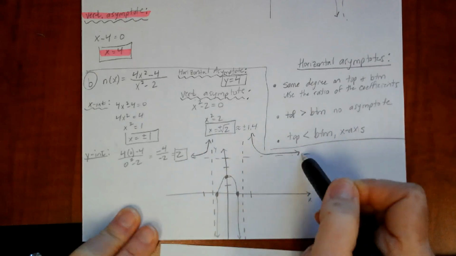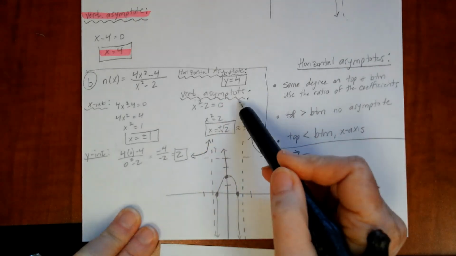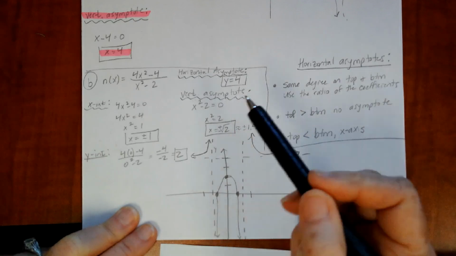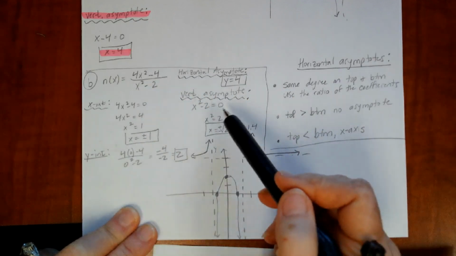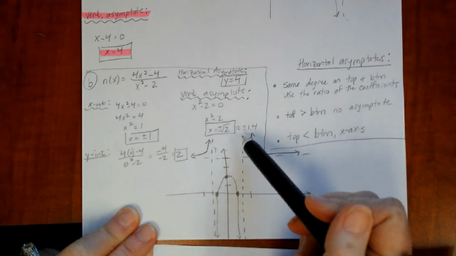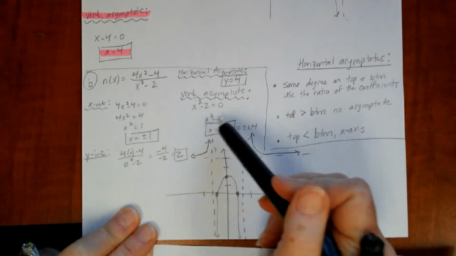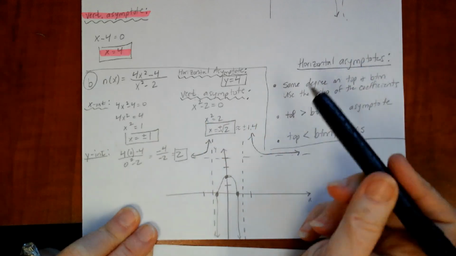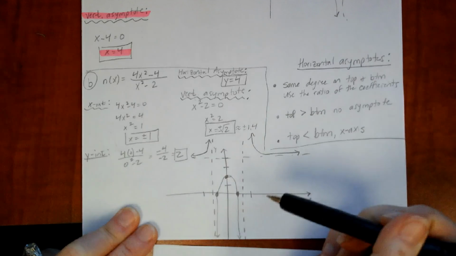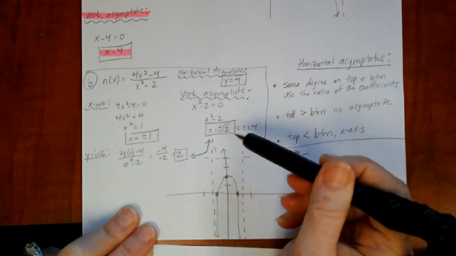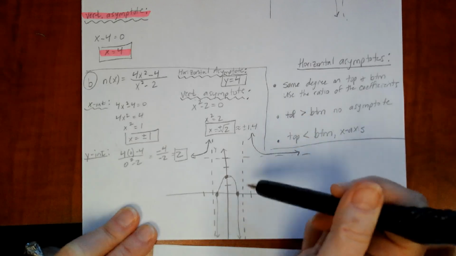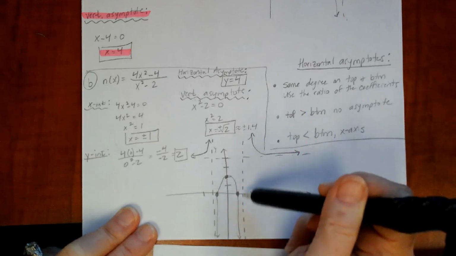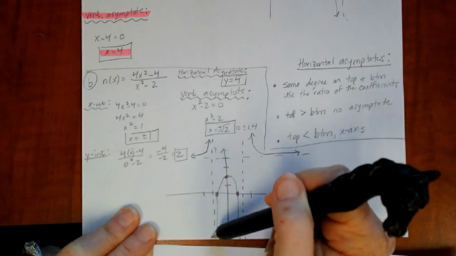And then the vertical asymptote comes from whenever the denominator equals 0. So I set the denominator equal to 0 and solved it. When I square rooted both sides, I had a plus or minus. So that's why square root of 2, which is about 1.41. So I just drew in my vertical asymptotes.